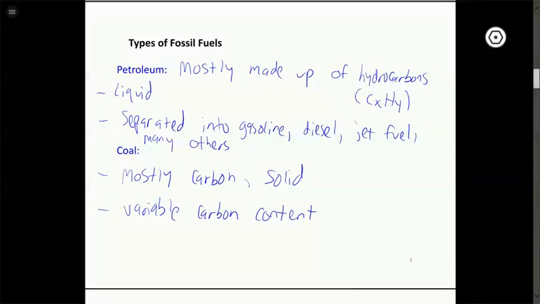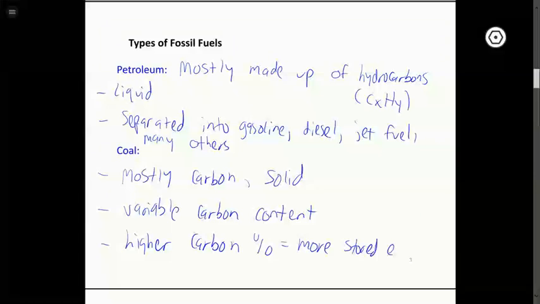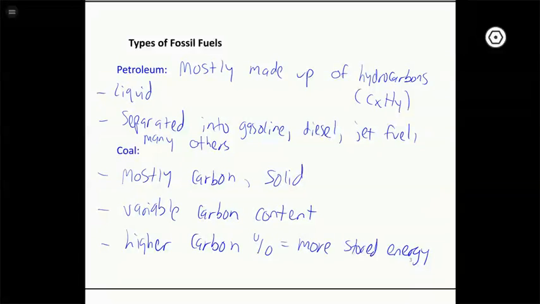But the thing we should realize about coal is that if you have a higher carbon percent, so the more carbon that you have in coal as a percentage of its total composition, that has more stored energy. All right, and the reason is we know that when we do a combustion reaction, we're taking something and converting it into carbon dioxide and water. If your carbon is already partially oxidized, if it already has some oxygen in it, there's less energy for it to release as it gets fully oxidized.